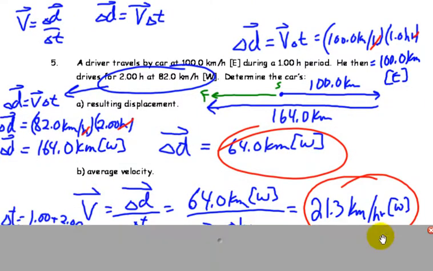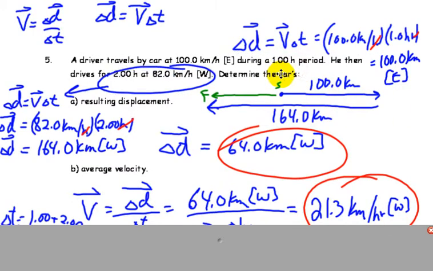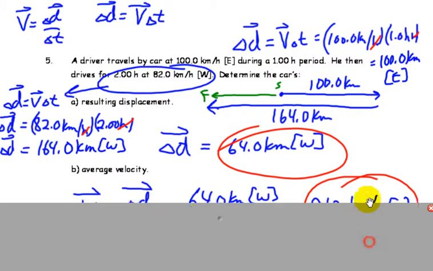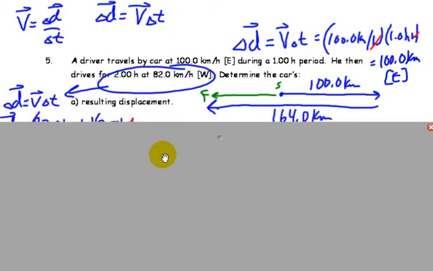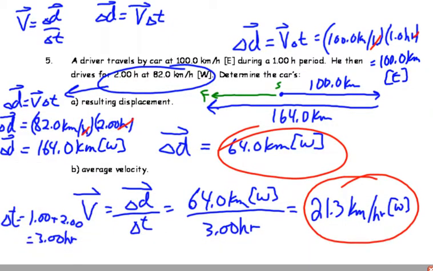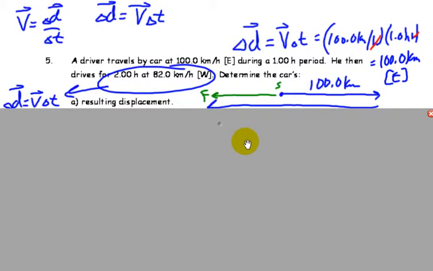Last one here before we move on to part 2 of the video. A driver travels by car 100 kilometers per hour east during a 1-hour period. And then he drives 2 hours at 82 kilometers per hour west. Determine the driver's resultant displacement, then resultant velocity.